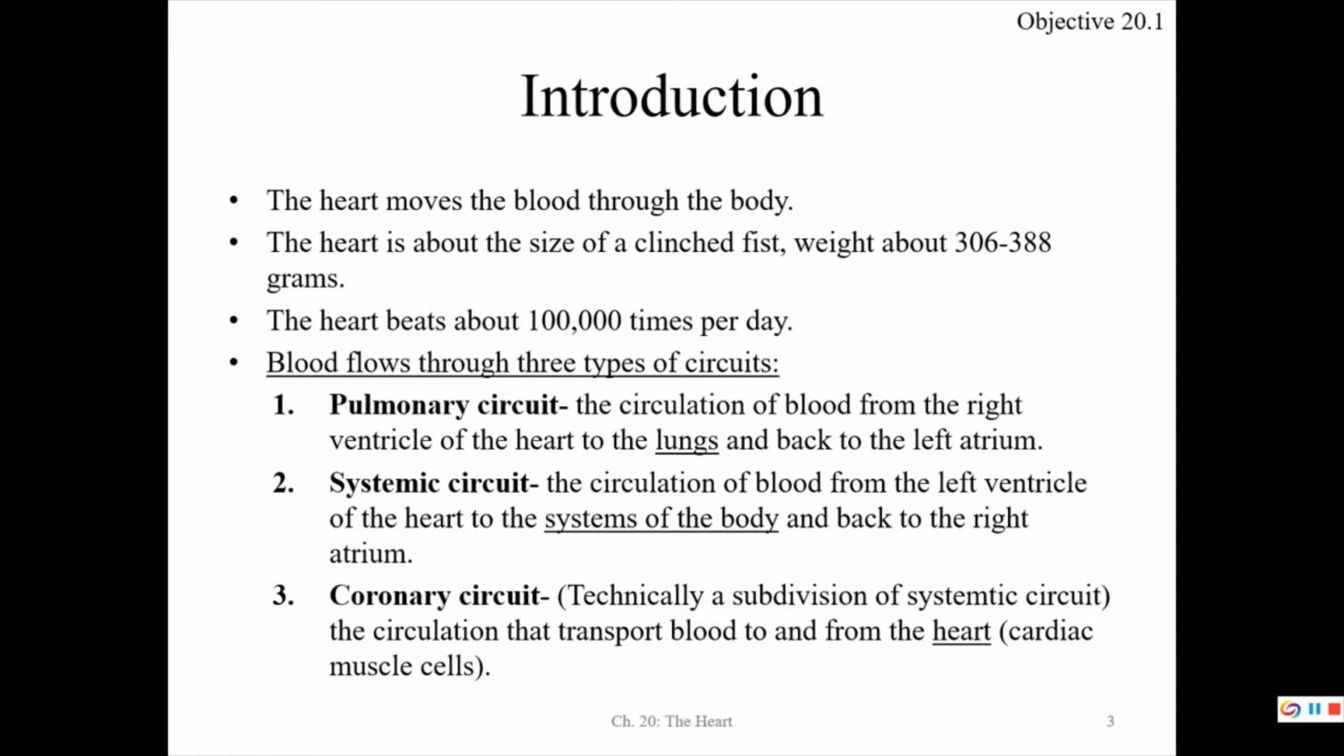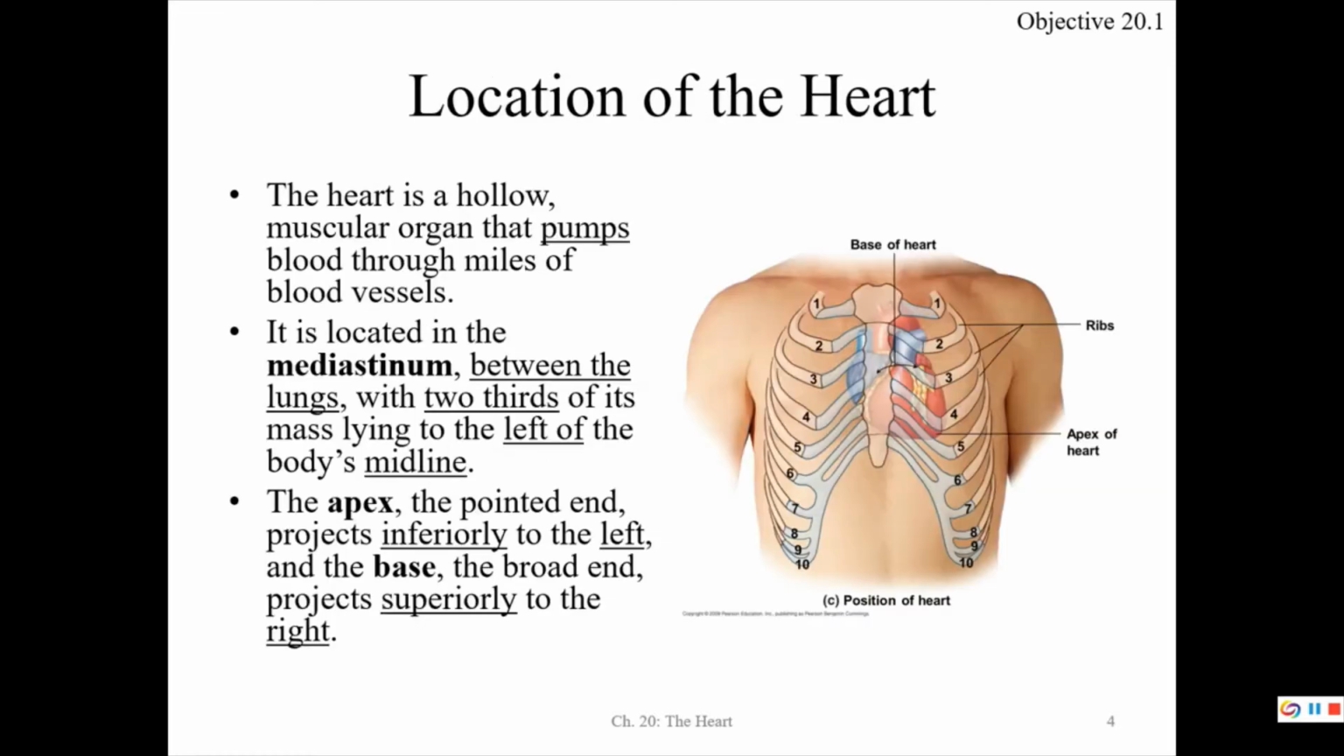Now, your coronary circuit is dealing with blood to and from your cardiac muscle cells: the coronary arteries and cardiac veins. That's a subdivision, but we'll talk about it: blood to and from the heart muscle. Now, as we get into this, let's look anatomically and get an idea where the heart is.